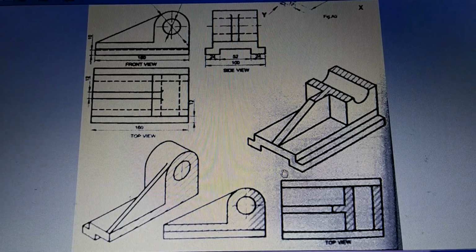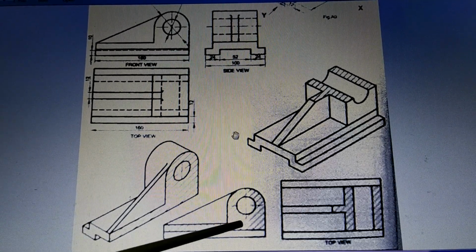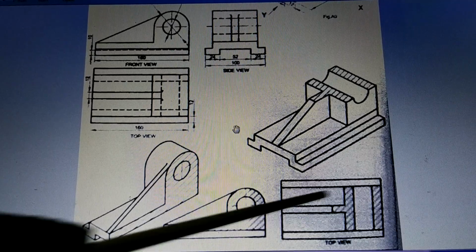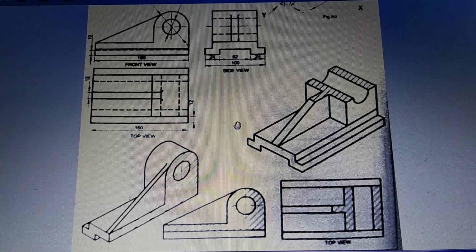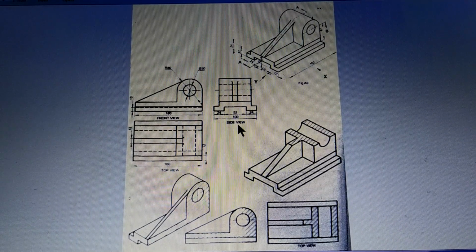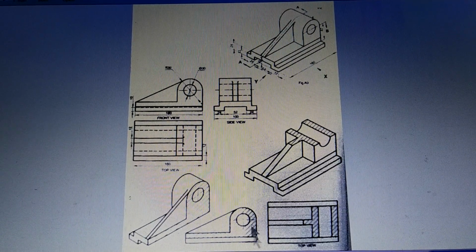And then when you draw them in actual practice, this is the sectional front view and this is the top view. They are drawn with the top view at the side. It should be drawn exactly below this. So this is how the object is.